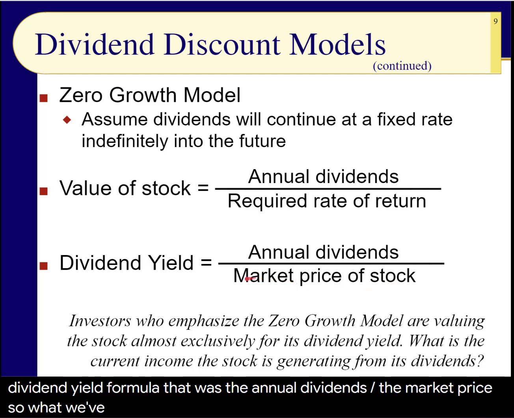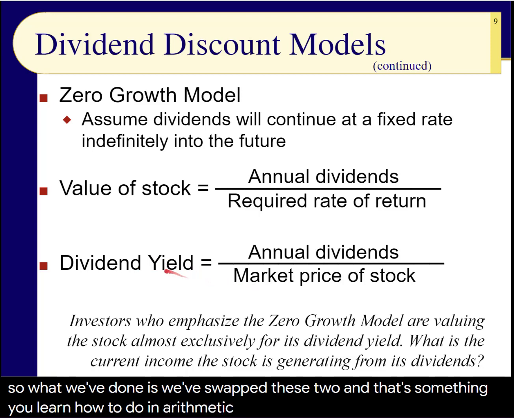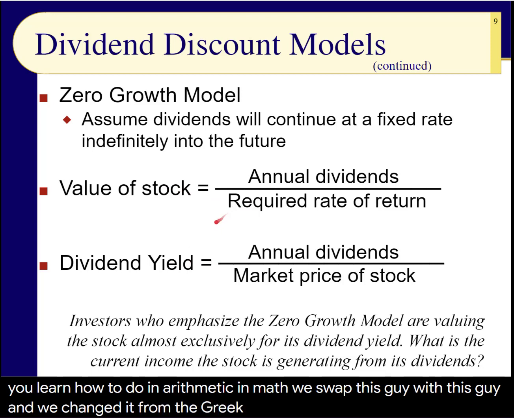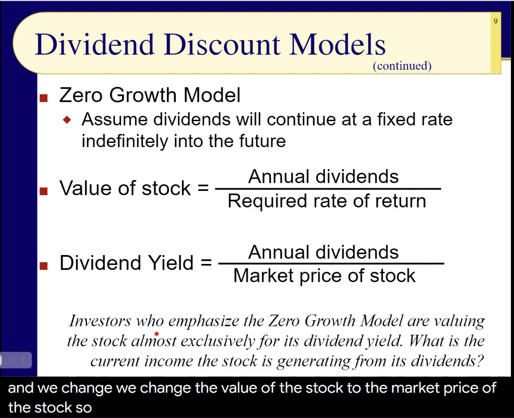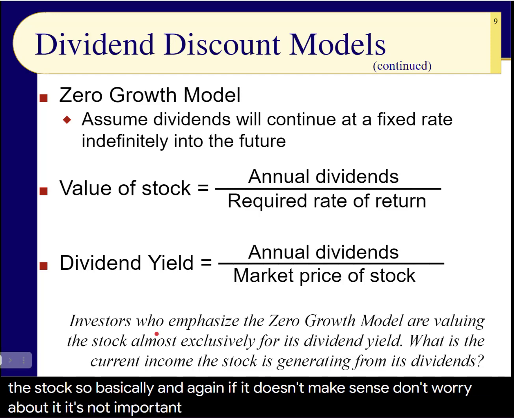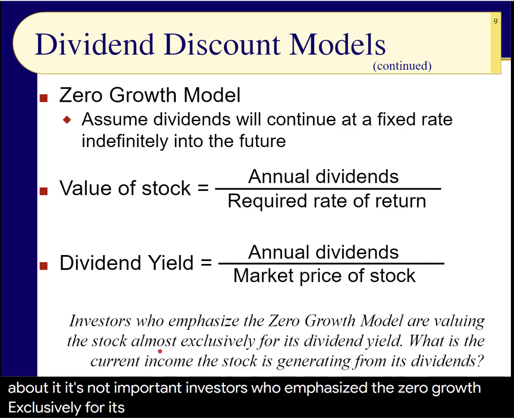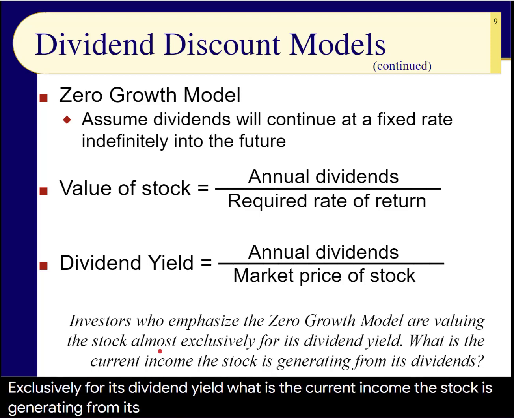So what we've done is we've swapped these two, and that's something you learn how to do in arithmetic and math. We swapped this guy with this guy, and we changed it from the required rate of return to the dividend yield. And we changed the value of the stock to the market price of the stock. So basically, and again, if it doesn't make sense, don't worry about it. It's not important. Investors who emphasize the zero growth model are valuing the stock almost exclusively for its dividend yield. What is the current income the stock is generating from its dividends? So that is our value.